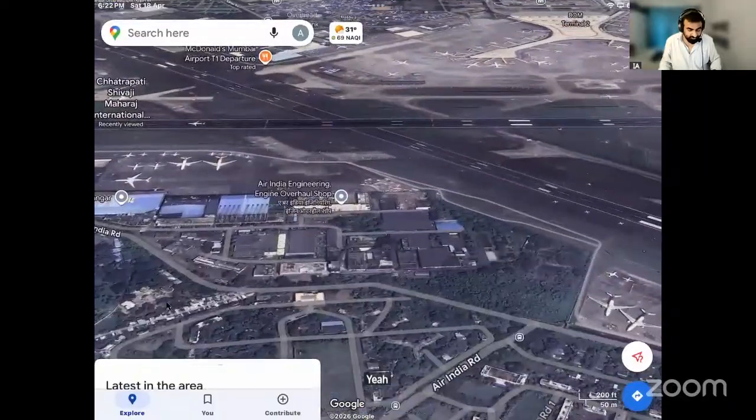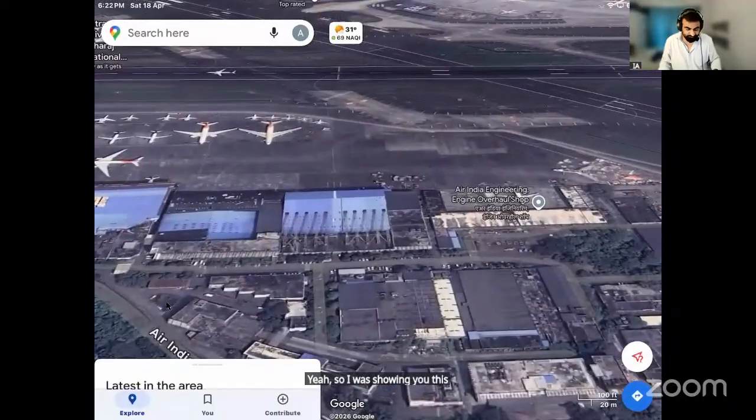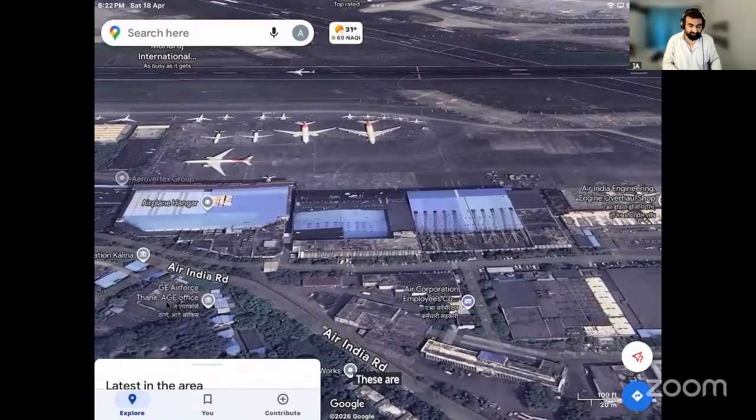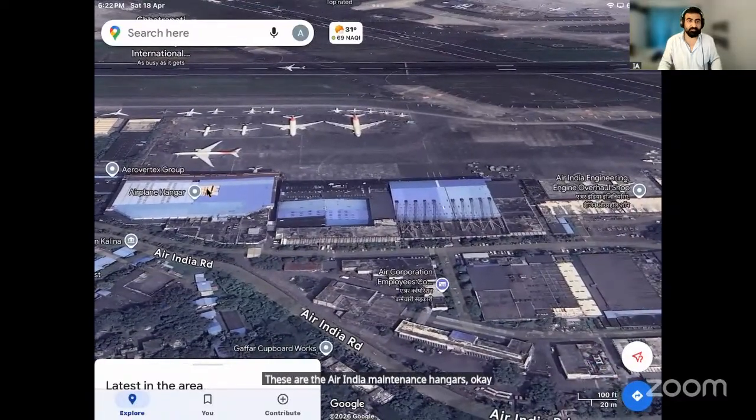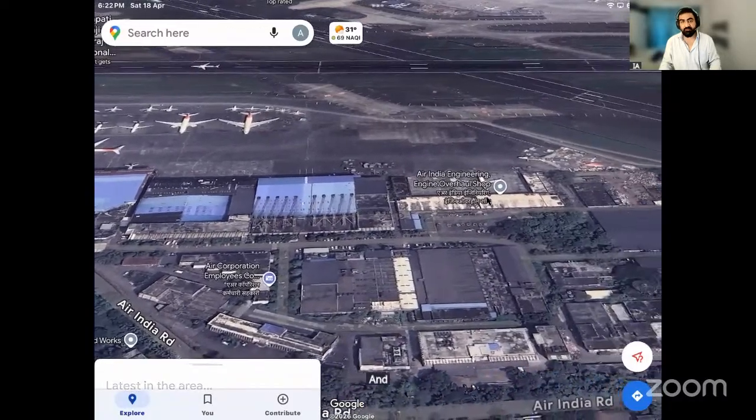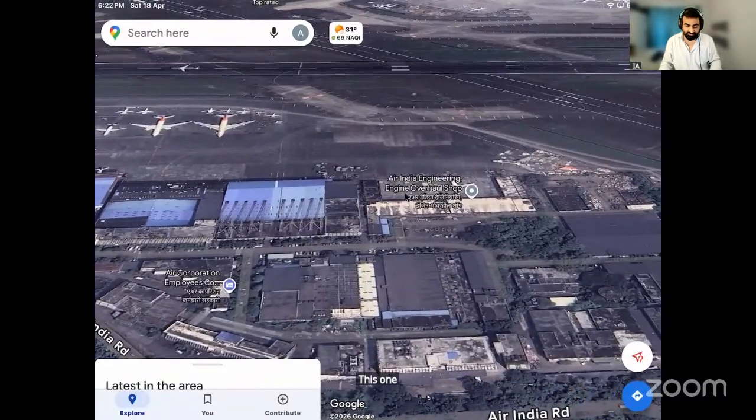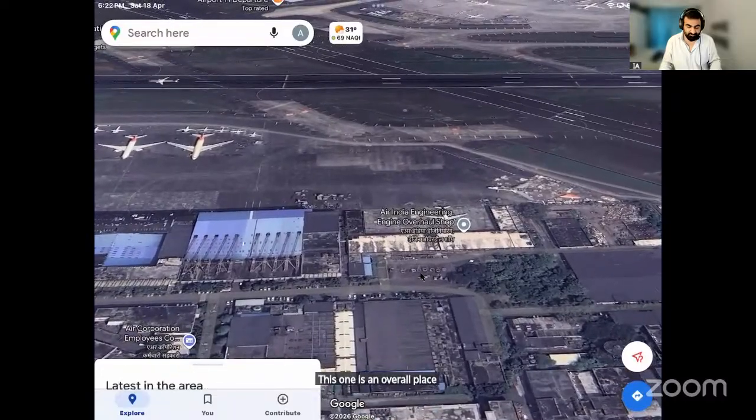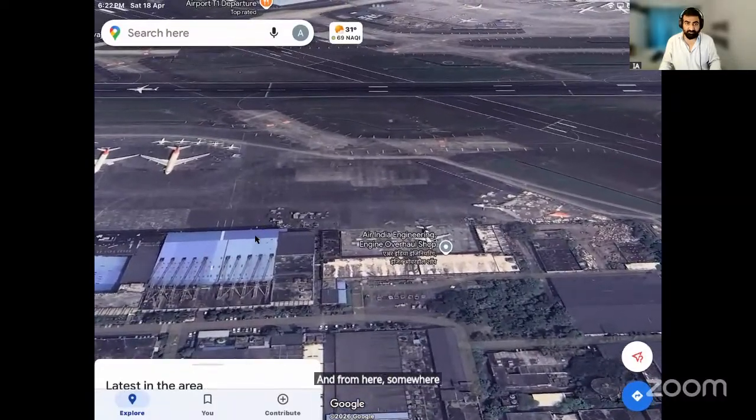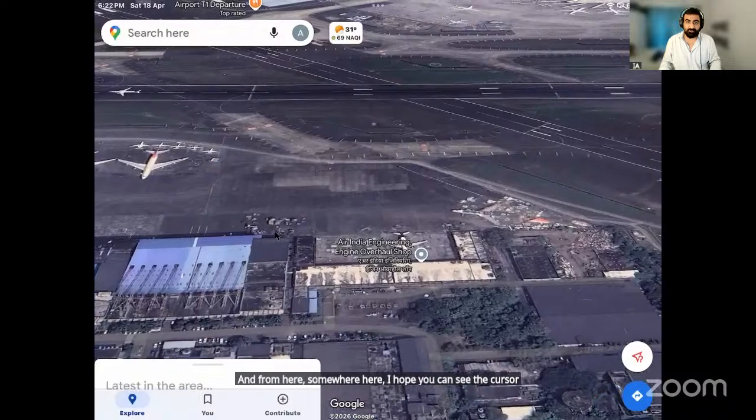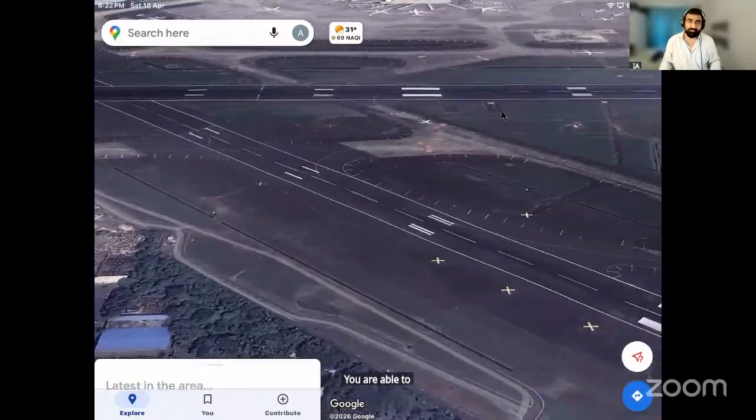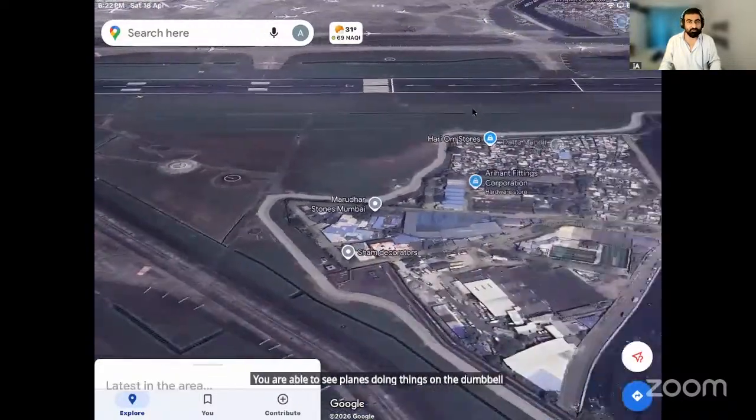Yeah, so I was showing you this. These are the Air India maintenance hangars. Here, one, two, three, four. And this one is an overall place. And from here, somewhere here, I hope you can see the cursor, you are able to see planes doing things on the dumbbell. Visually, you can see it.